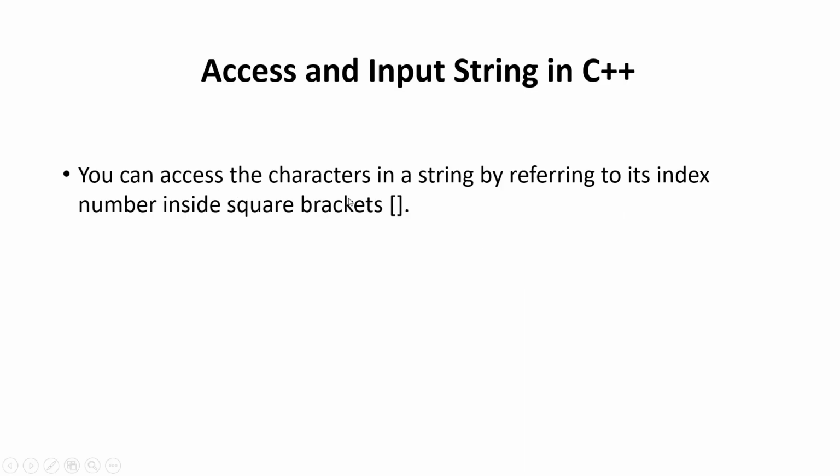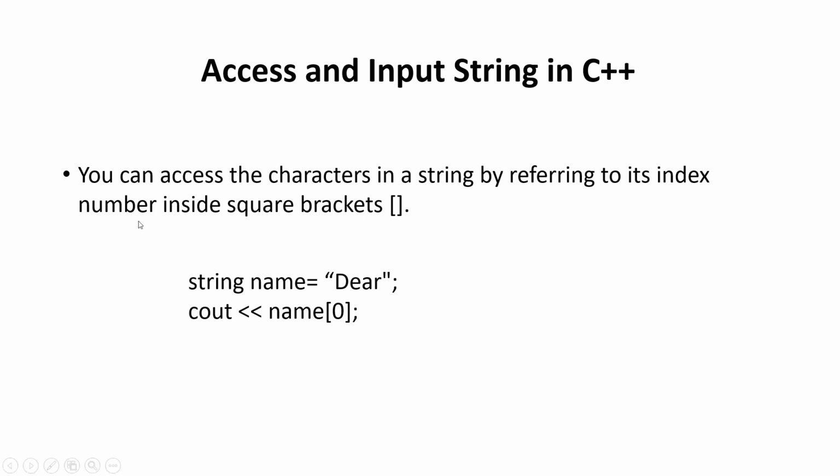You can access the characters of a string by referring to its index number, and index numbers are inside the square brackets. If I create a string name and assign the text dear, and I want to access only the d from the string, I will write its index number with the variable name. So d is the first character, and the first character's index number is always 0, because index numbers always start with 0.